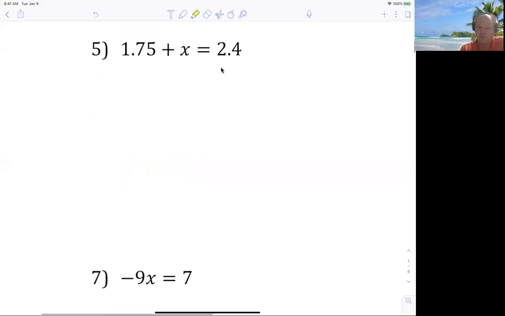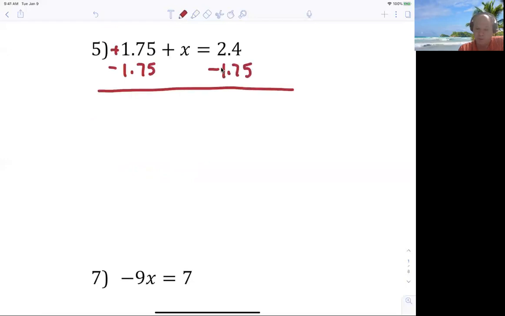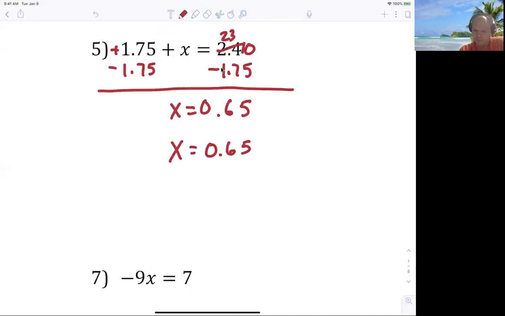Check out number 5. To undo plus 1.75, we subtract 1.75. Don't forget, if you want to make it easier, you can put a 0. X is equal to, now when you subtract, it becomes a 5, 6, decimal, if you want 0. So x is equal to 0.65.